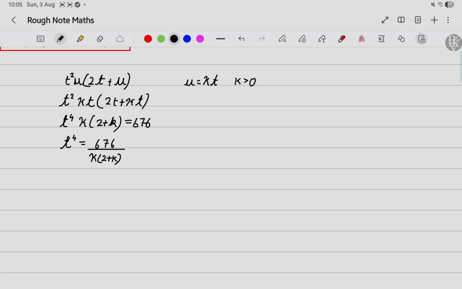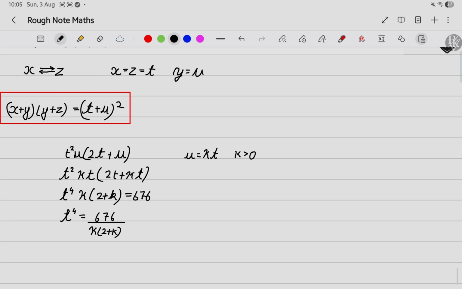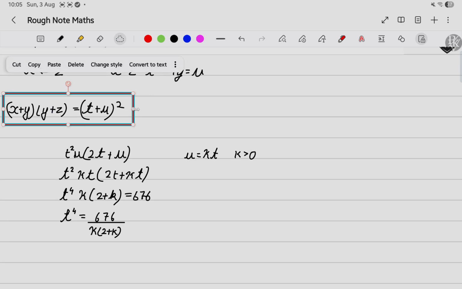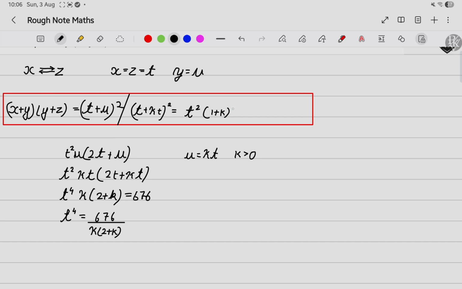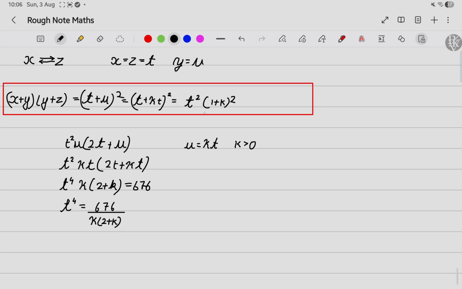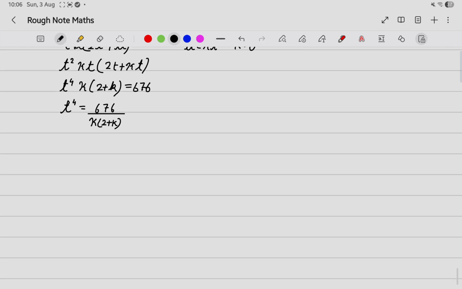Now, before I proceed, I want you to note that u equal to kt doesn't only apply for this particular situation. We're going to simplify the expression above. That will be (t + kt) the whole square, and it can be written as t square times (1 + k) the whole square. So (x + y)(y + z) became t square times (1 + k) the whole square.